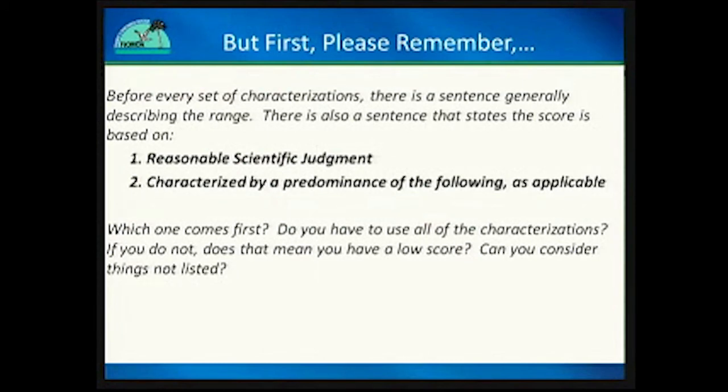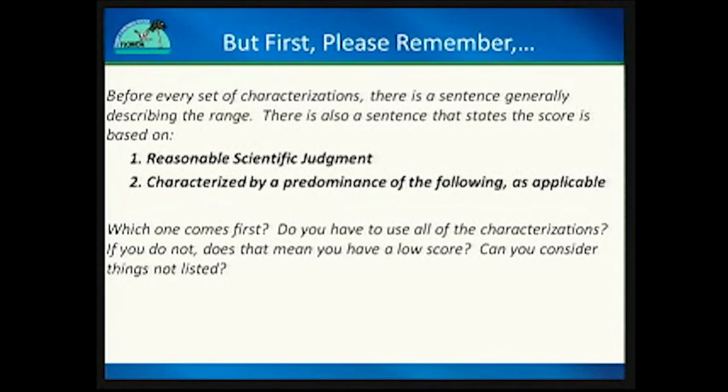So which one comes first? Reasonable scientific judgment. Do you have to use all the characterizations? No. Does that mean you have a low score if you don't use them all? No. Can you consider things not listed? Yes, you can, as long as it's reasonable scientific judgment. So you have to look at that.